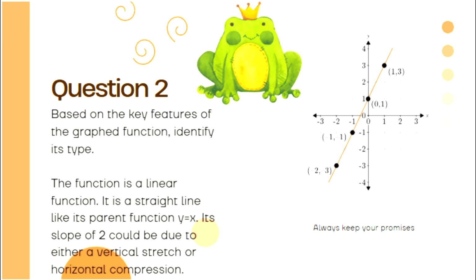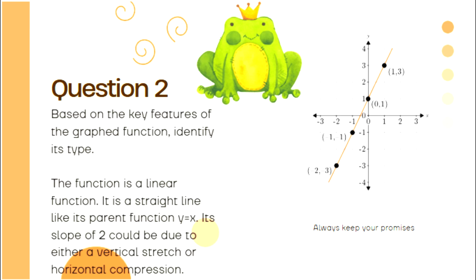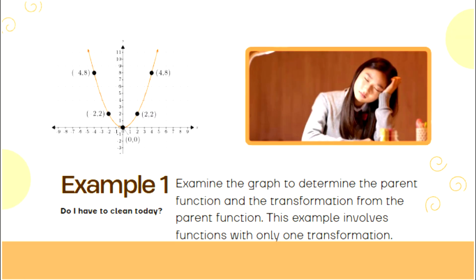The function is a linear function. It is a straight line like its parent function y equals x. That's all you should know. They throw in its slope of 2 could be due to either a vertical stretch or horizontal compression. You shouldn't. It didn't ask you for that information. Don't worry. Okay, here's example number 1. We're moving on to more. We're digging in deeper. Examine the graph to determine the parent function and the transformation from the parent function.